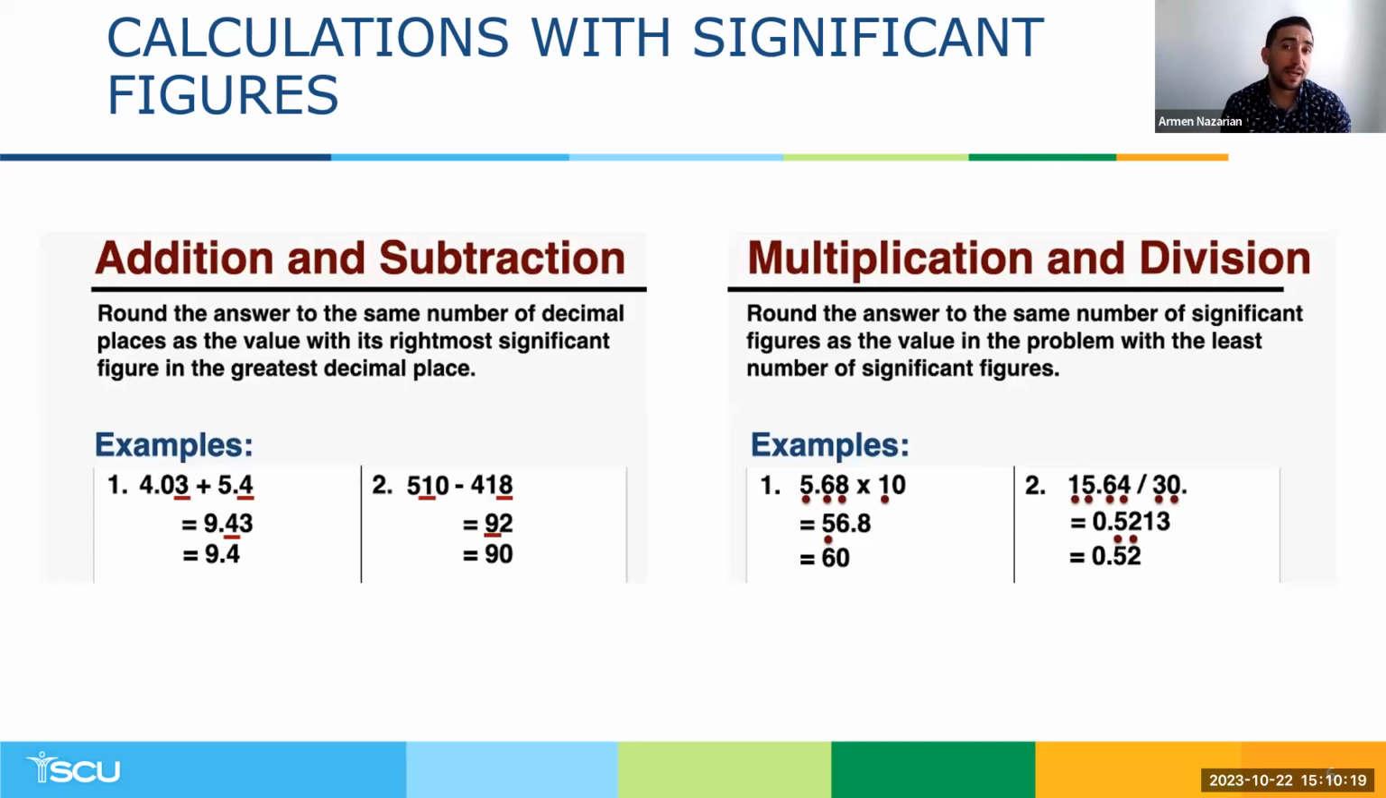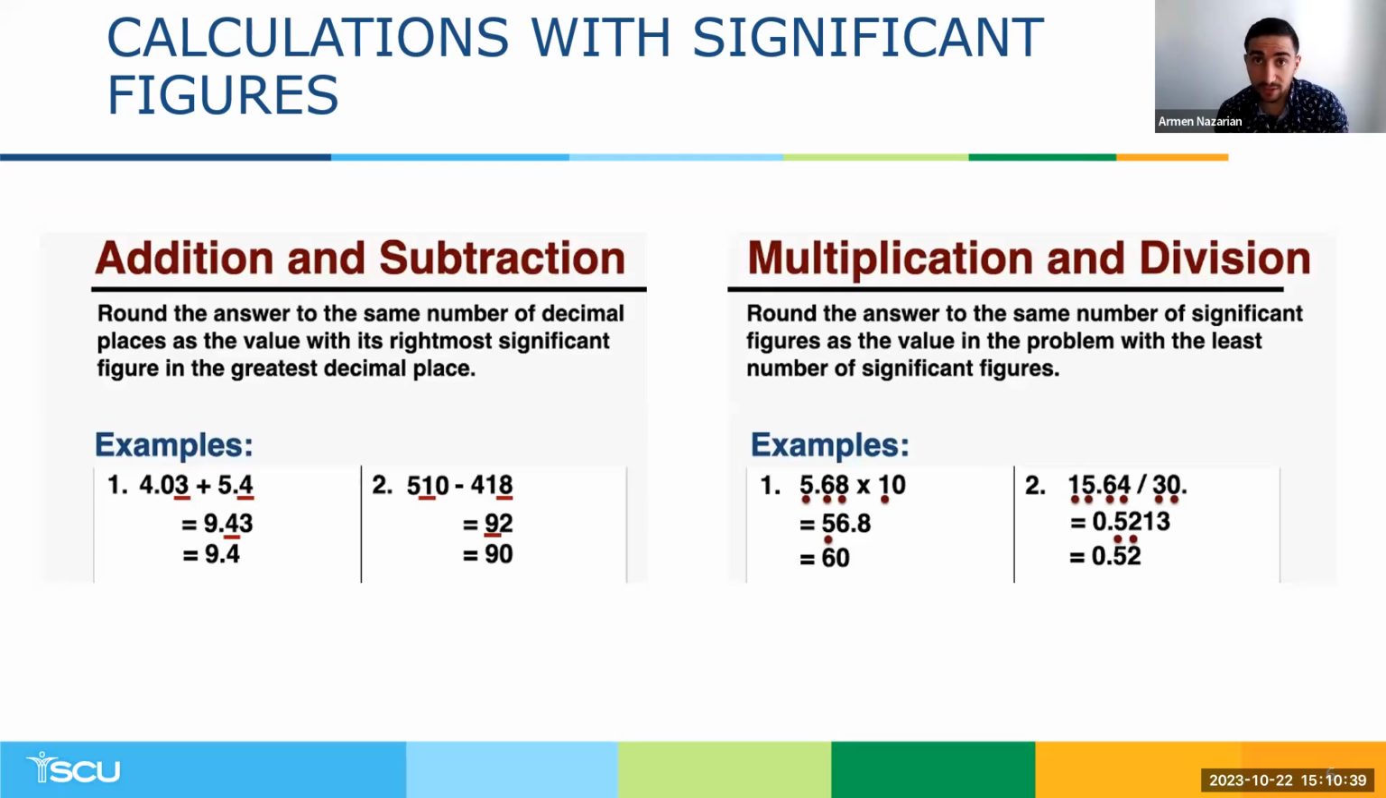So your final response has to be rounded up or down to have only one digit to the right of the decimal point. So your raw response might be 9.43, but it's only allowed to have one digit to the right of the decimal point because 5.4 has only one. So 9.4 would be the final response.